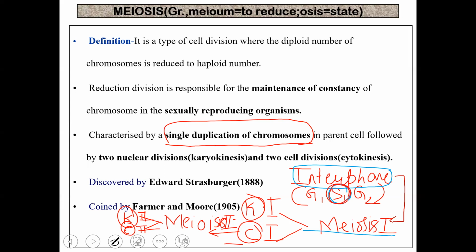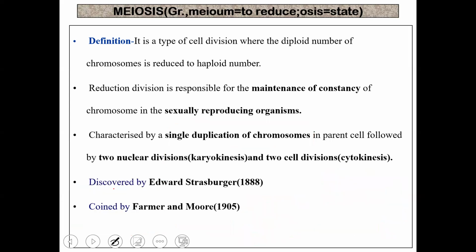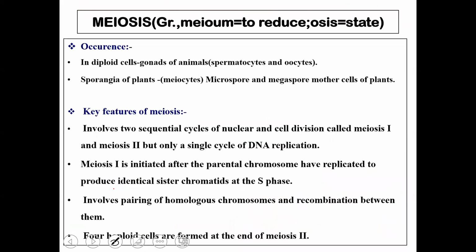It was discovered in the year 1888 by Edward Strasburger, and later the term meiosis was coined by Farmer and Murray in the year 1905. So this is the history behind meiosis.